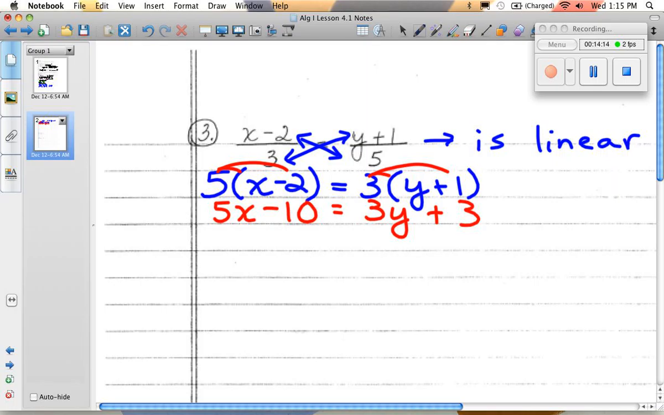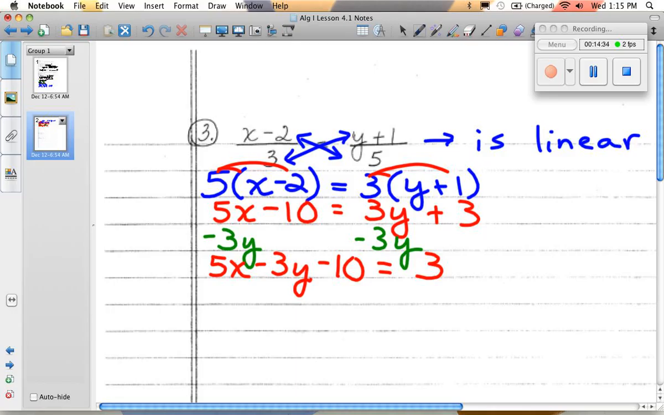I'm going to give you the one. Nita, take 3y away from both sides. That's the first move we can make. Get the y's over with the x's. Okay, so then we'll have 5x, take away 3y, take away 10 equals 3. And then add 10. Now we can add 10 to both sides.